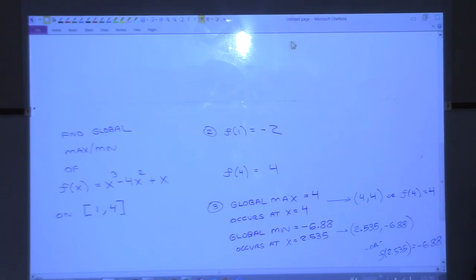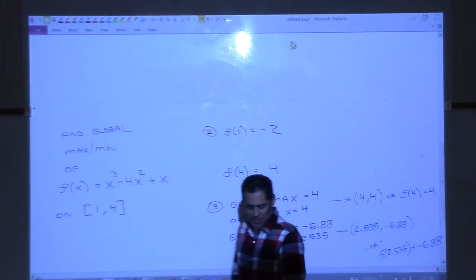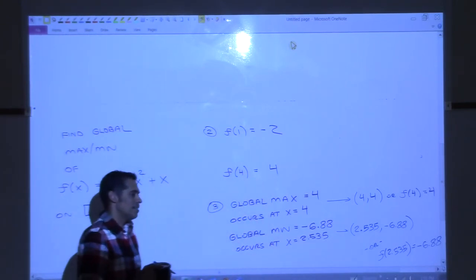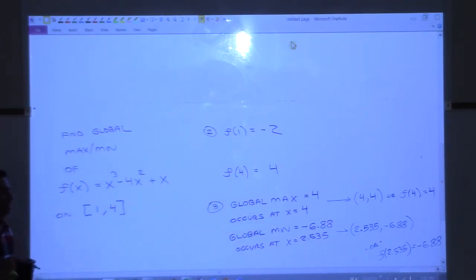Would it be closed? These aren't intervals. These are ordered pairs. This is an x and a y coordinate, not an interval on a number line. Yeah, that's one of the bad things about our notation in math, is you can't tell the difference between an open interval and an ordered pair.